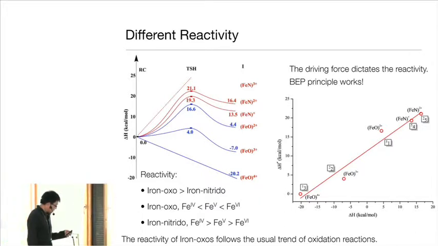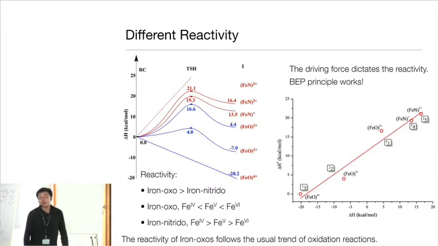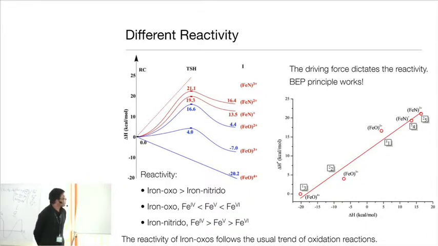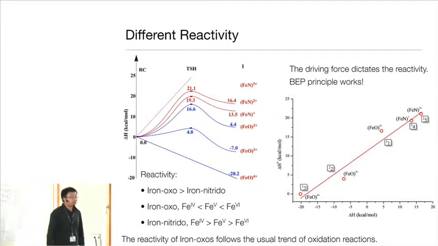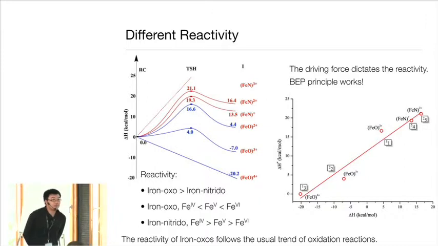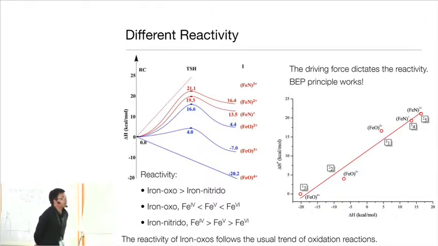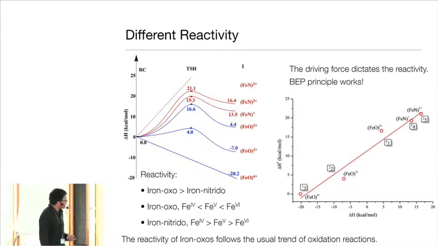To summarize what we have here, iron oxo is much more reactive than iron nitrido compound. Iron oxo follows the usual chemical trend of electron affinity, but the nitrido does not. We don't know why. One thing we did was first analyze the driving force. This is a polynomial, pretty simple, just at the beginning.